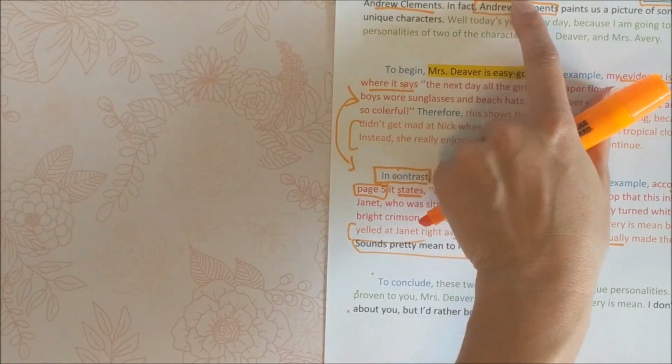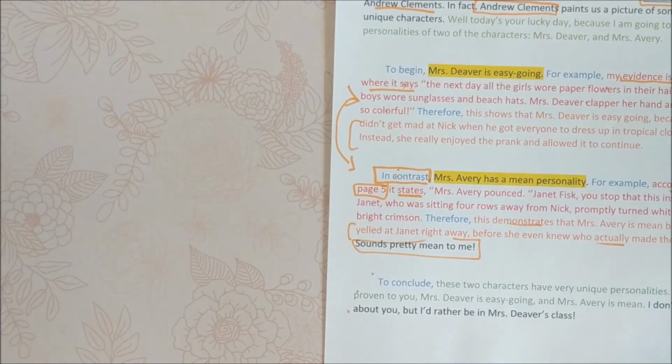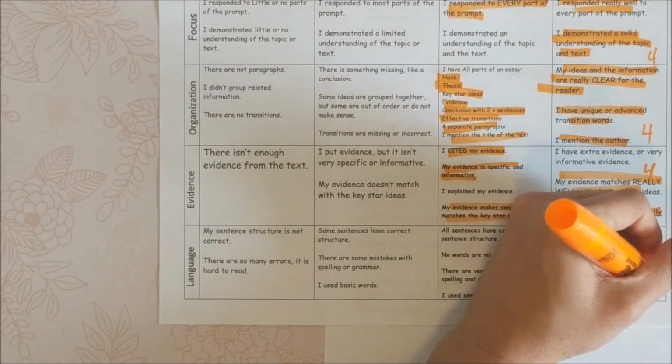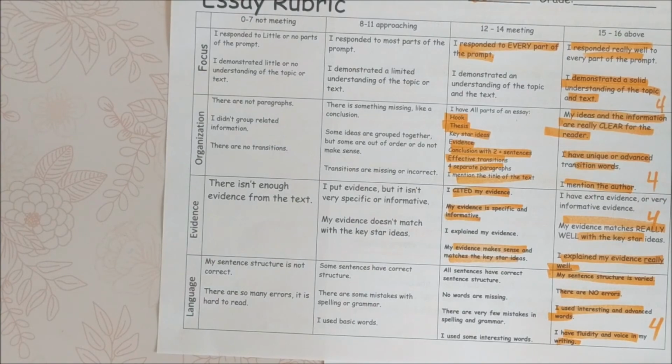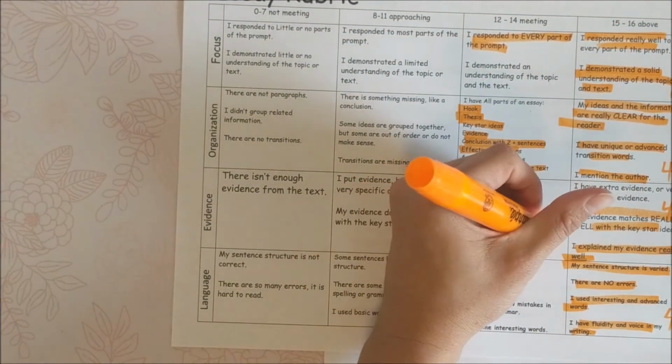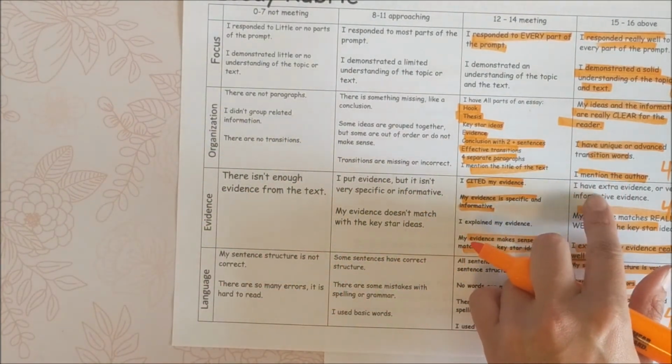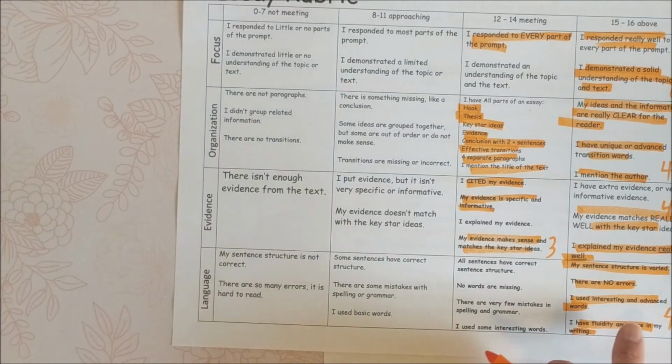When they say, that's certainly the case in the book Frindle, or when they say, well, today's your lucky day, those are the things that add that voice. So I decided to give this a 4. And when we take a look, this one might be more a 3. So the focus, we gave it a 4. Organization 4. Evidence 3, because they don't have extra, but it's still very good.